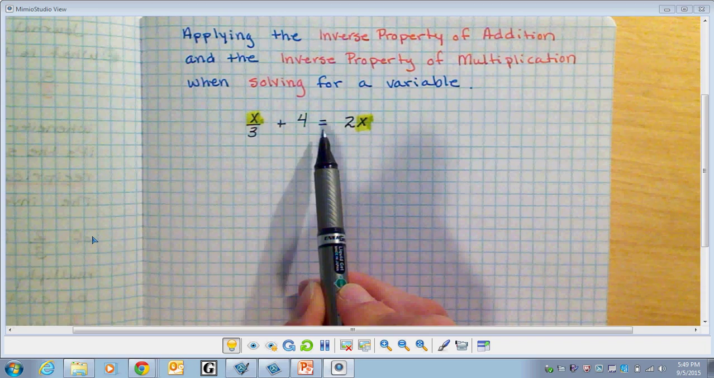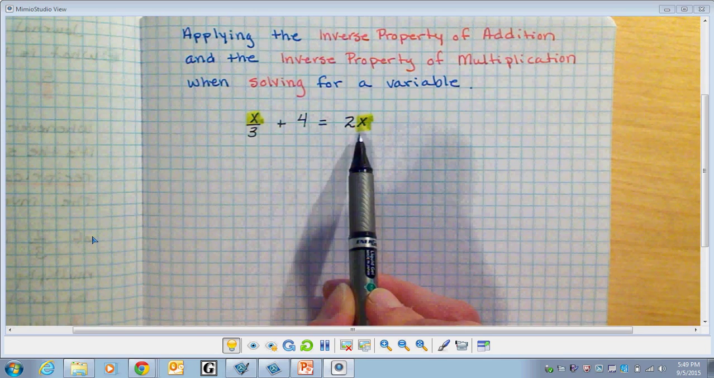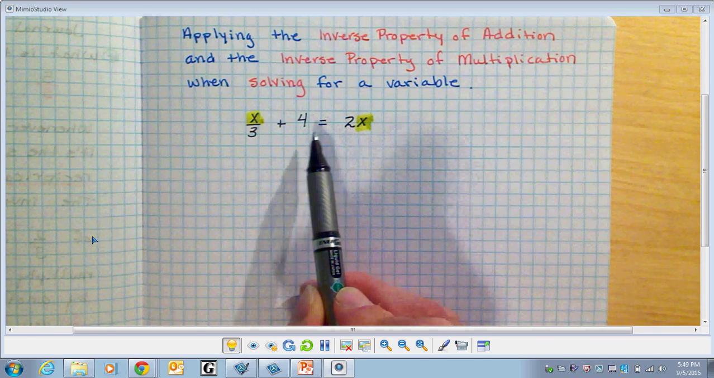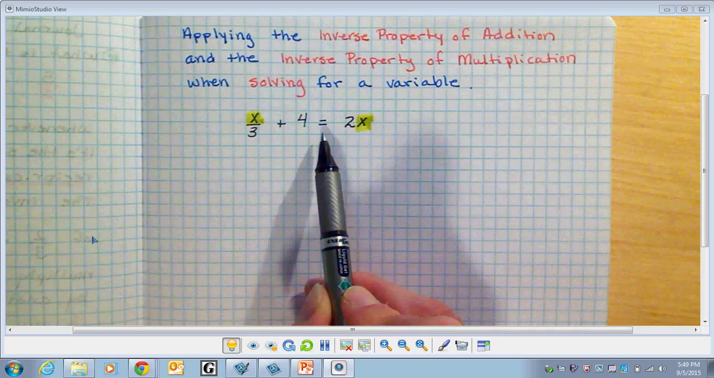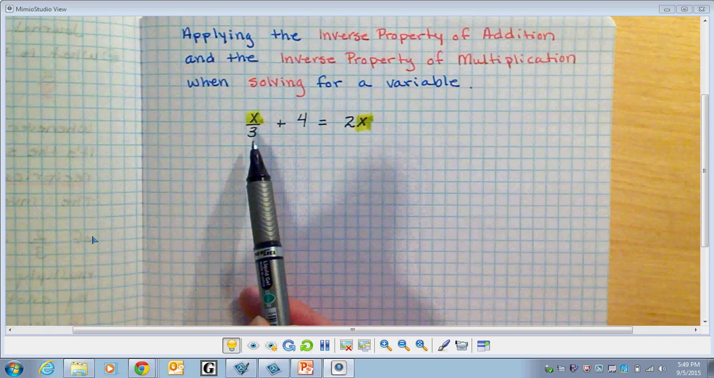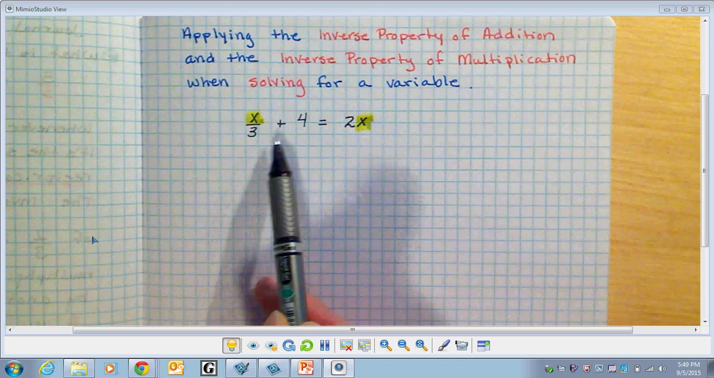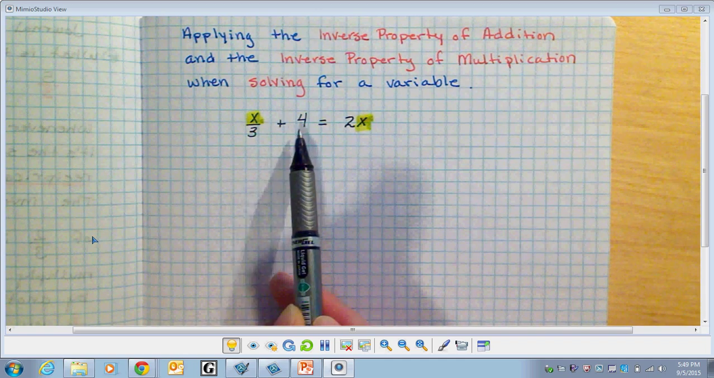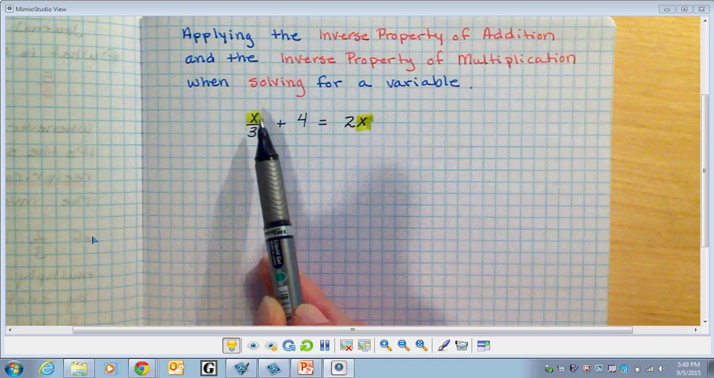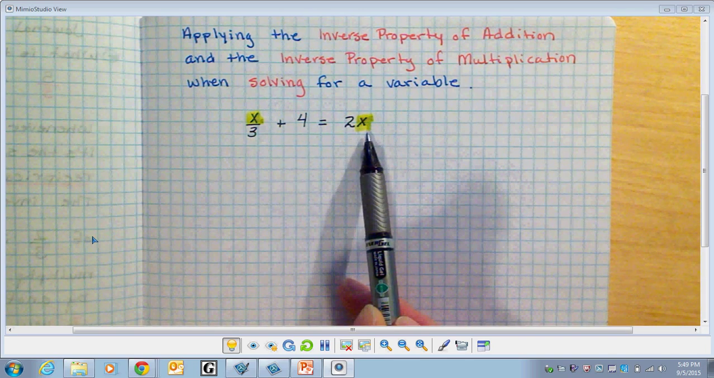This is an equation. Since there is an equal sign, you have to have something on the left side and something on the right side. This equal is saying that the left side is exactly the same as the right side. So I notice I have a couple things happening to the x on this side. I have x being divided by 3, as well as a 4 being added to this x term. I have 2 times x on this side.